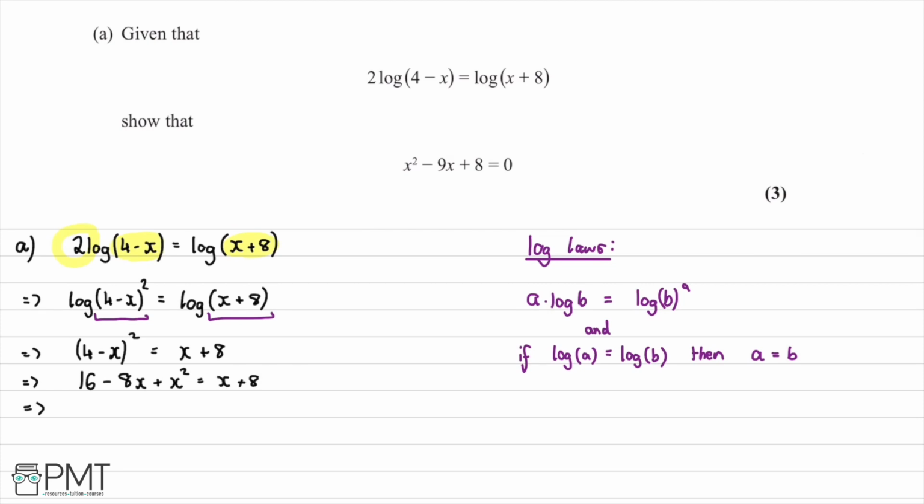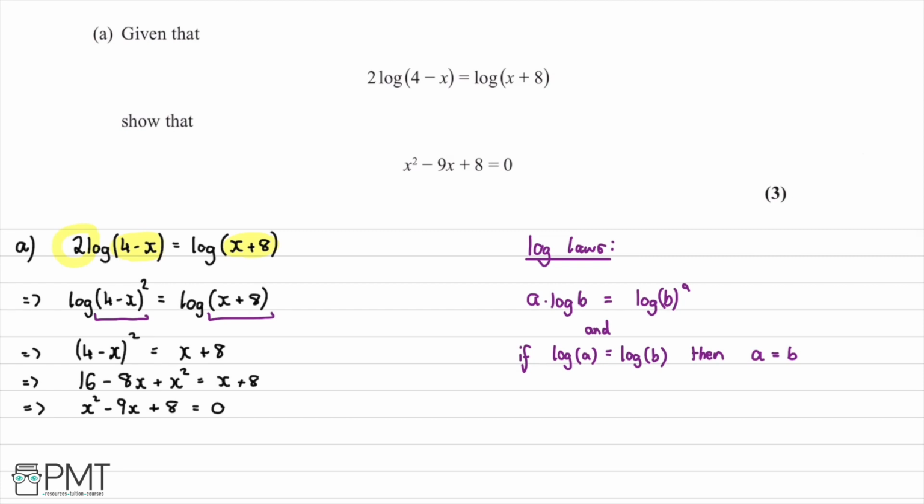The next step for us is going to be to make one side equal to 0. So we'll have our x squared remaining unchanged. We're then going to have negative 8x, and then we'll subtract x from both sides, so that is going to be negative 9x. And then we have 16 on the left-hand side. We want to get rid of the 8 here, so we'll subtract 8 from both sides. That leaves us with positive 8. We've just cleared the right-hand side, so this expression here is equal to 0.